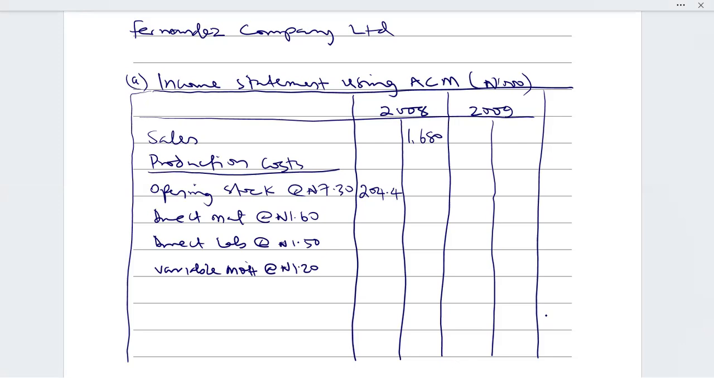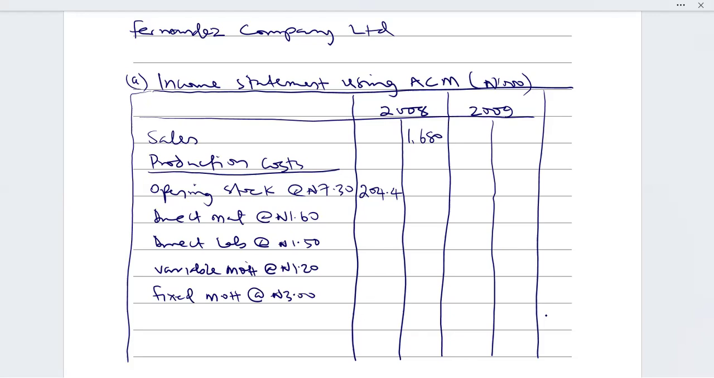Then in the question, because we are using absorption costing method, you have to consider fixed manufacturing overhead because, according to ACM, fixed production overhead is part of production cost in determining the unit cost of a product. So I would then say fixed manufacturing overhead at 3 naira.